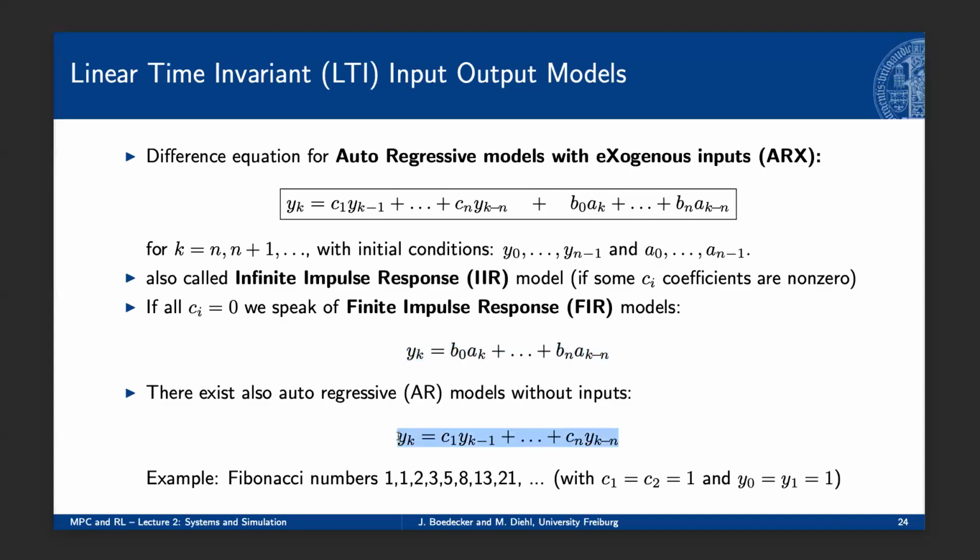So that's this thing. You just say the next output is a linear combination of the previous outputs. Maybe one of the easiest and most famous examples for this type of system is the Fibonacci numbers. Maybe you've heard about the Fibonacci numbers.